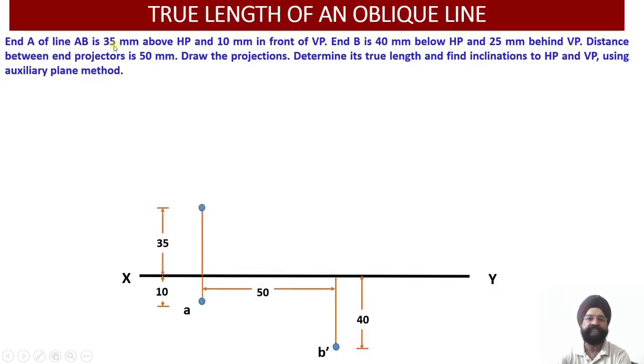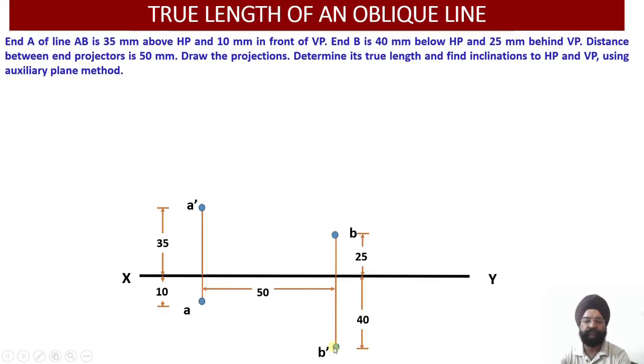So you see first end A, it lies 35 mm above HP and 10 mm in front of VP. It means it lies in the first quadrant. So 35 mm above HP, we'll get A dash, and 10 mm below the XY line, we are going to get end A. Distance between the end projectors is 50 millimeter. End B lies 40 millimeter below the horizontal plane and 25 millimeter behind the vertical plane. It means it lies in quadrant number 3.